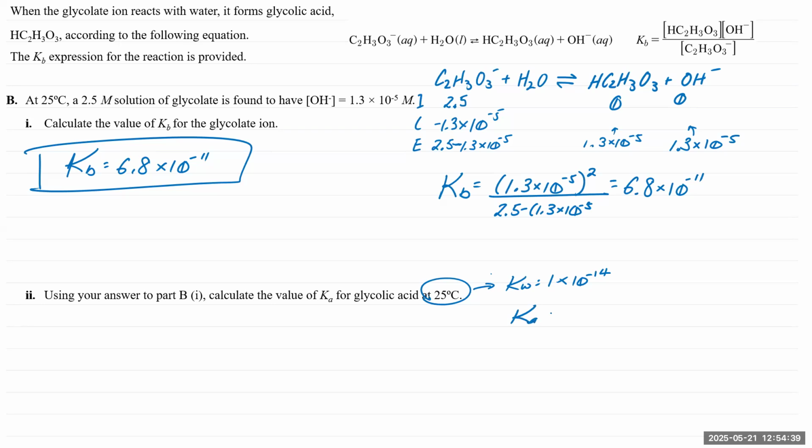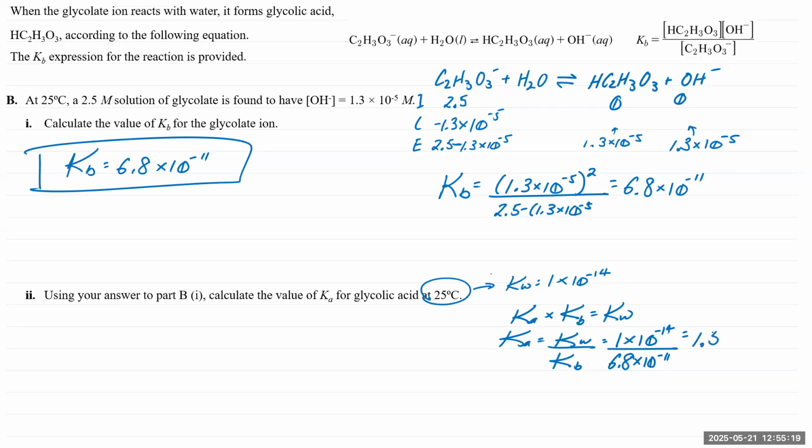How are they related? We know that the product of Ka and Kb in a solution is equal to our Kw. So our work's going to be to calculate your Ka, which is Kw divided by Kb, which in this case is 1 times 10 to the minus 14, divided by our 6.8 times 10 to the minus 11. And that should render us a value of, did I do the math on this? Yes, I did.